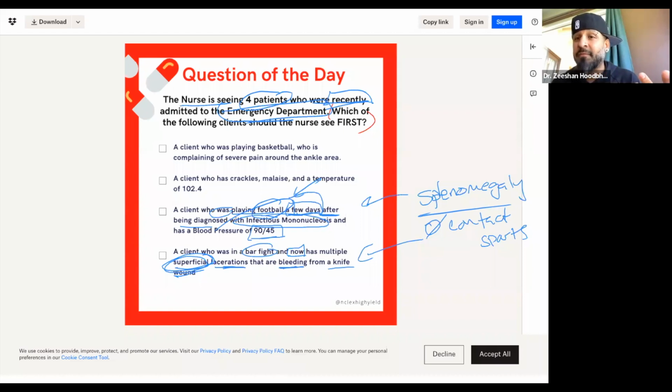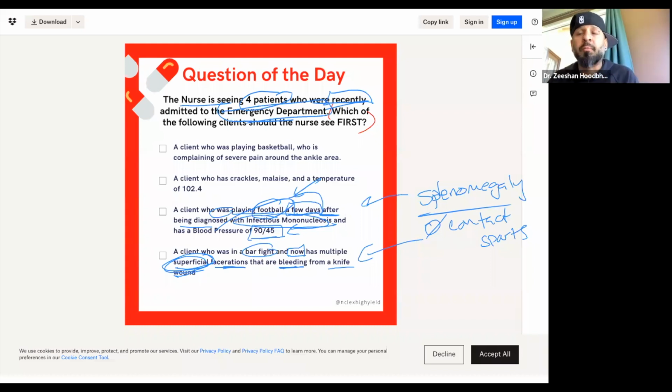A few days after infectious mononucleosis, how long are you supposed to wait in order to continue your contact sports? You're supposed to wait about 2 weeks or until you're cleared by your HCP. But this person is hypotensive. What are the 2 parameters, the lab values or vital signs, that we're going to look at that indicate this person is hemorrhaging? Hypotension and tachycardia, right?